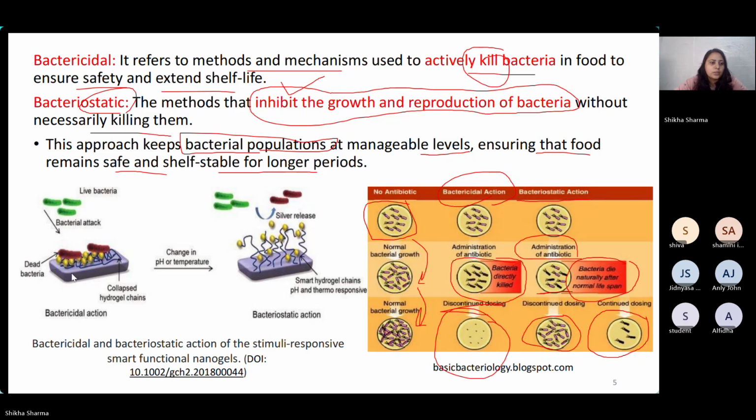So here also from this picture we can see that bacteria is attacked when the bactericidal action is going on, so bacteria will become dead. Whereas when bacteriostatic action is there, bacteria will be interacting with the bacteriostatic agent, and it will be inhibited, not dead. The microorganism is not going to die in this case.